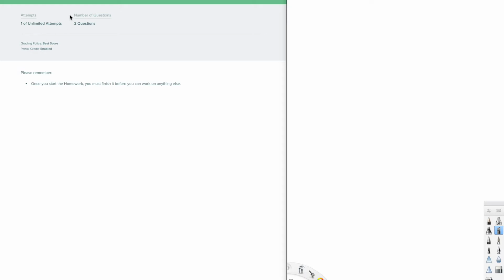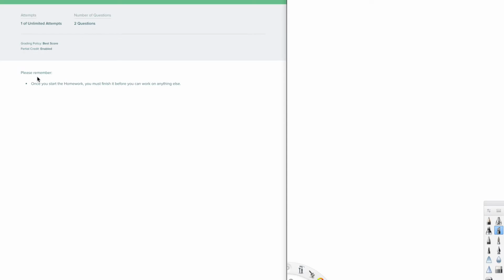The second thing is unlimited attempts. You always have unlimited attempts on homework, tests, and quizzes. Number of questions just tells you how many are on this particular assignment. Grading policy is best score, so whichever one is the best one is the one you keep. Partial credit is enabled. So if you answer one of two questions correctly, you get credit for the one question or however many you answered correctly.